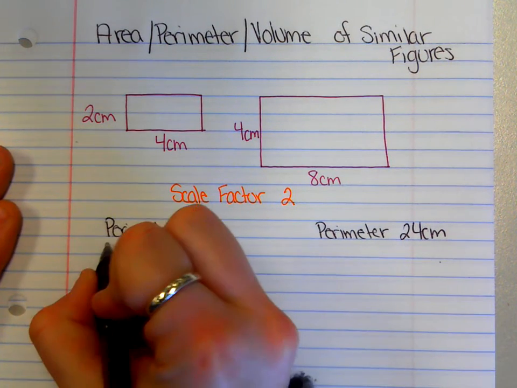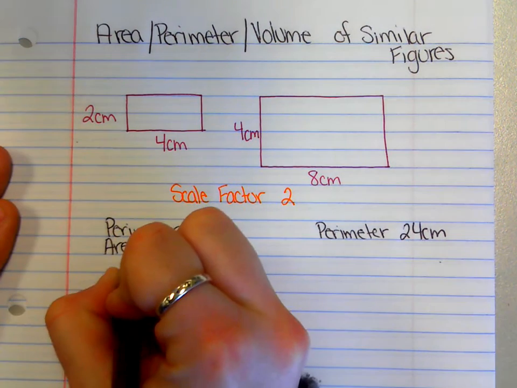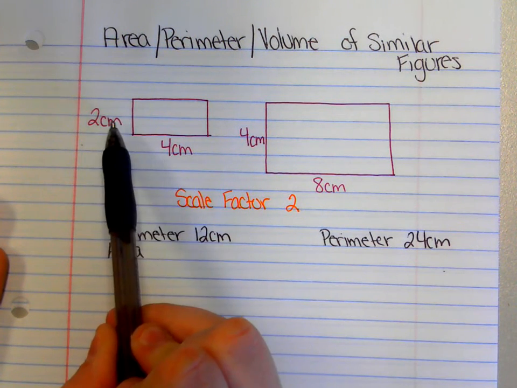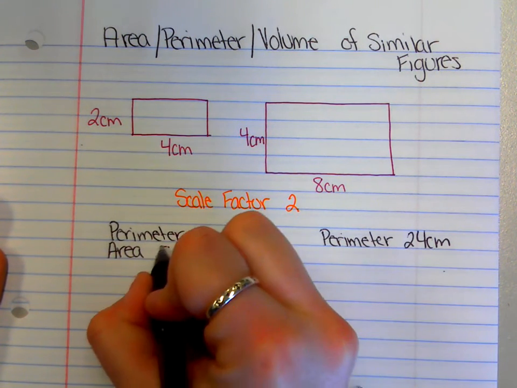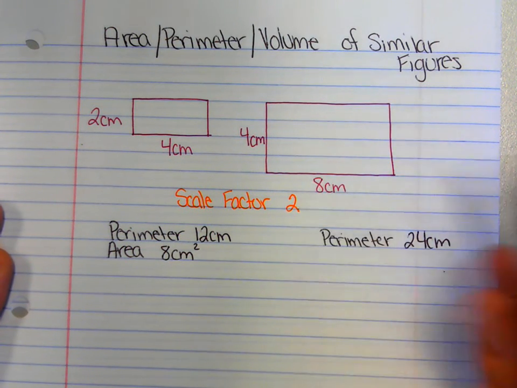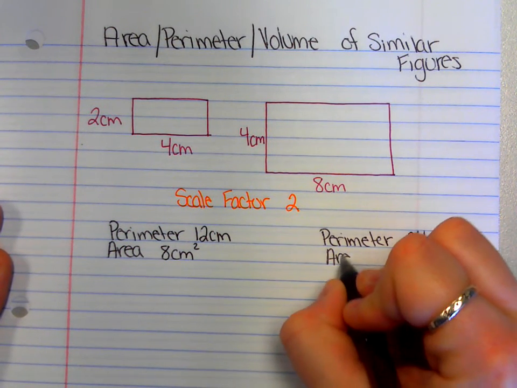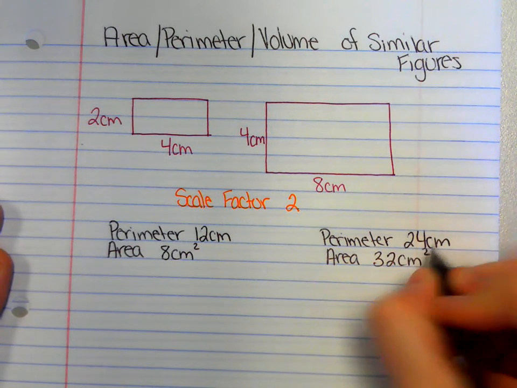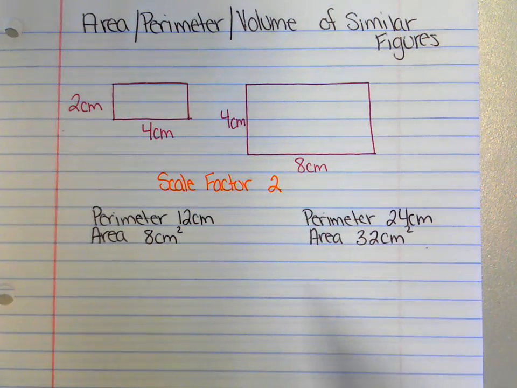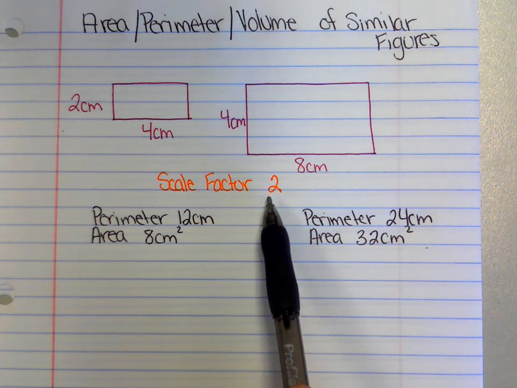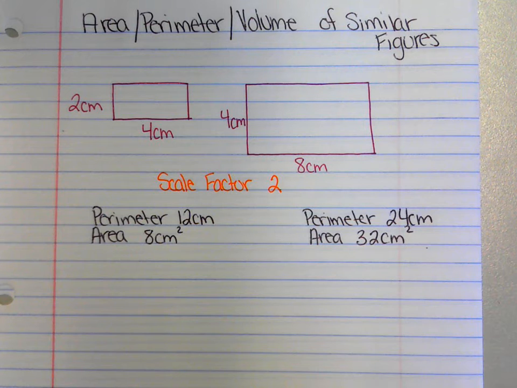But let's look at area. The area of a rectangle is base times height. So base times height, 4 times 2 is 8. So 8 centimeters squared. Over here we have 4 times 8. That means my area would be 32 centimeters squared. Well, all of a sudden that does not follow the same rule, because if I did 8 times my scale factor, it should be 16, not 32. So this is where things get a little different.